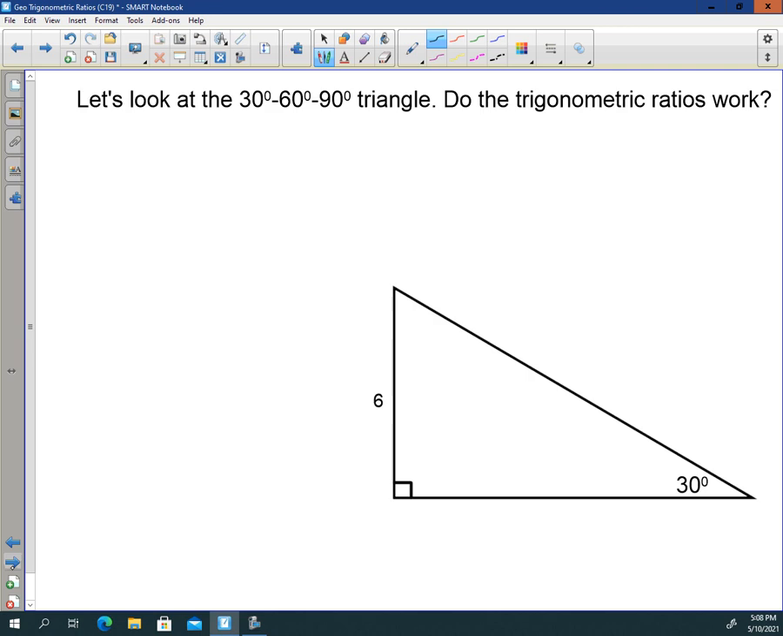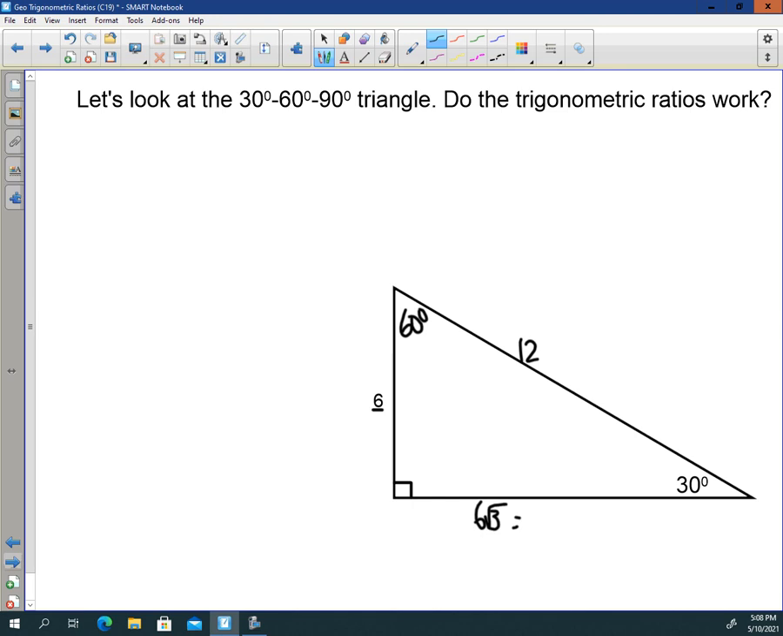All right. So, do trigonometric ratios work? Let's find out. So I'm going to do this problem, but let's talk about what we already know. This is a 30, 60, 90 triangle, right? Which means if this side is 6, it's the short side, then this hypotenuse must measure 12, and this side down here must measure 6 times the square root of 3, right? Which is approximately, I'm going to plug that into a calculator.